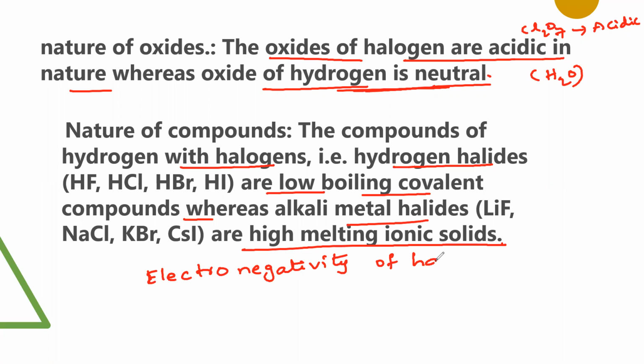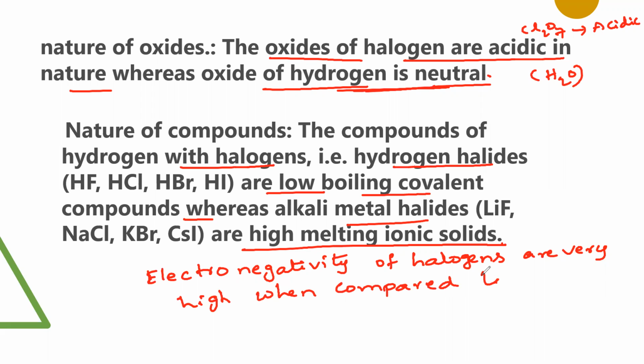Electronegativity of halogens is very high when compared to hydrogen gas. Hydrogen has less tendency to gain an electron and form the uninegative H minus ion, whereas halogens have a strong tendency to form halide ions. So the electronegativity of halogens is very high when compared to hydrogen.